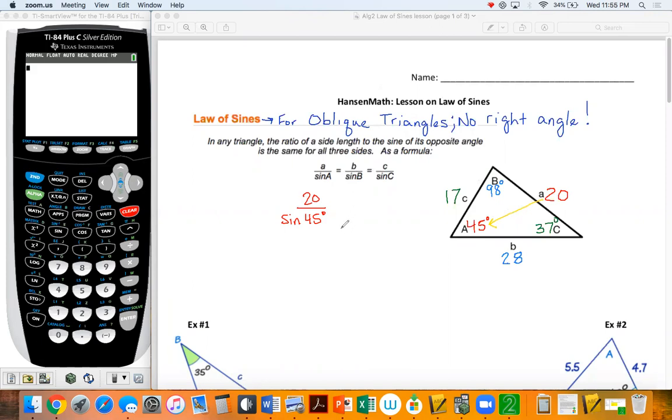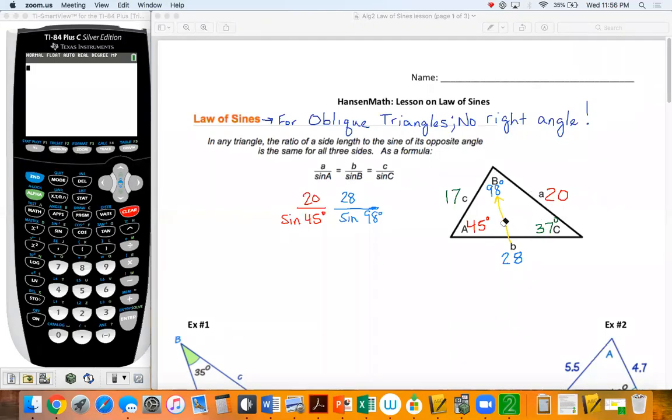Okay, now that has to be equal or proportional to the next ratio, which would be side little b. Side little b is right here, and it is opposite or across from angle capital B. So I can have the following relationship. I can say that this length of 28, which is little b, compares with the sine of its opposite angle, which is 98 degrees. I hope I'm showing you a good job of how the angle is related to the side that's opposite or across from it. You should have studied this in geometry.